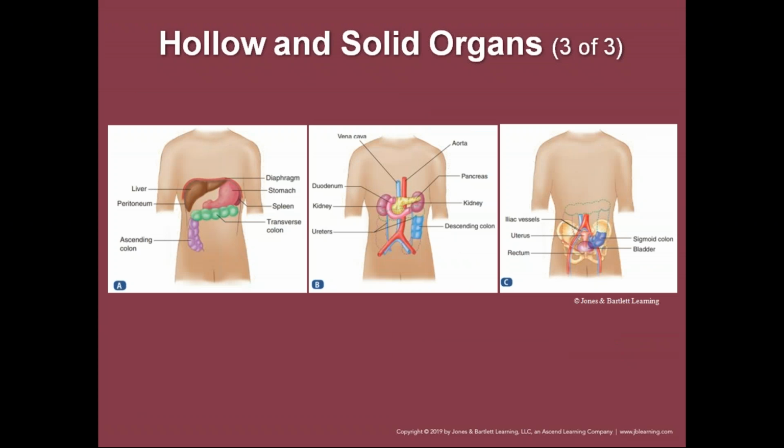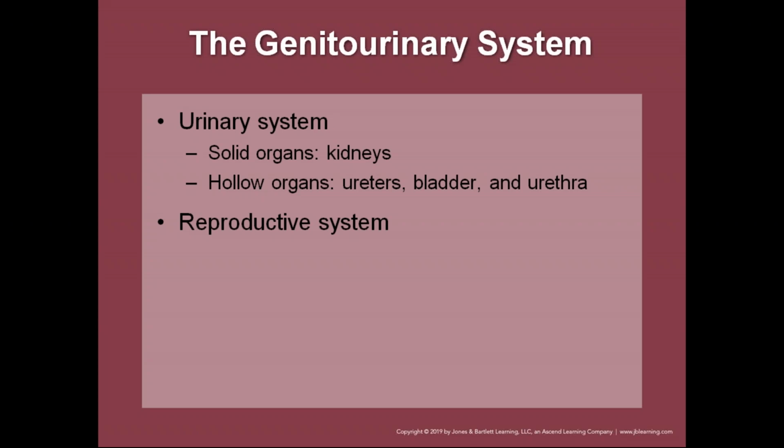So there's pictures of the various organs. These would be your solid organs, minus the colon. That's hollow, right? Unless it's full. Urinary system: the solid organs are the kidneys. Hollow organs are the ureters, the bladder, and the urethra. And it encompasses the reproductive system, which controls the reproductive process with which life is created.